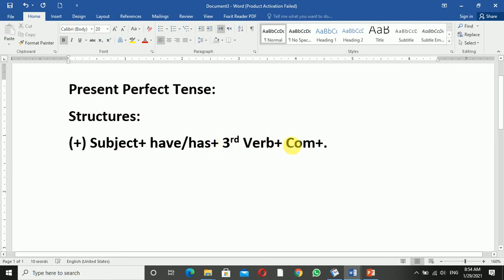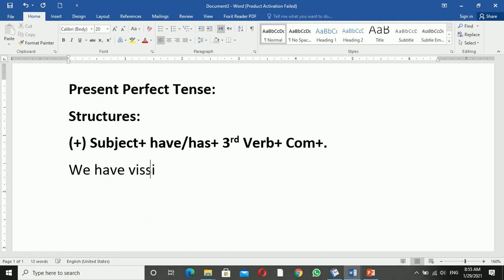And then we have complement. Complement is taken from the word complement. We say the words and expressions which are put together to complete the meaning of the sentence are called complement. Okay, let's go through the examples. I will just make two examples. We have visited the museum. Museum, if the spelling is not mistaken. We have visited the museum.